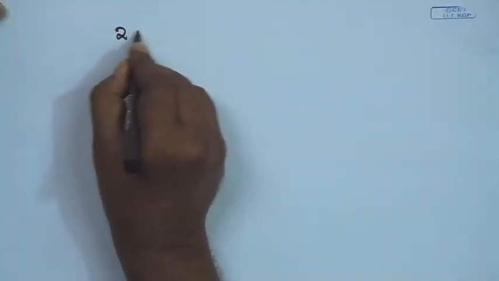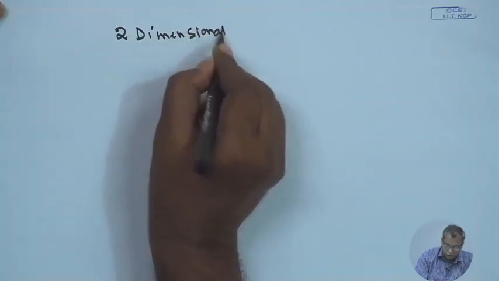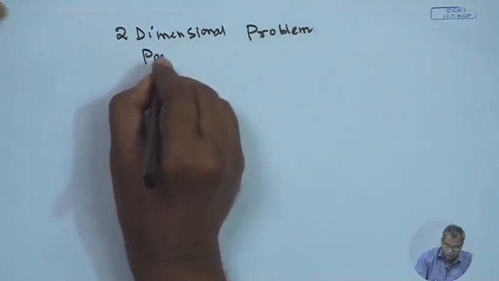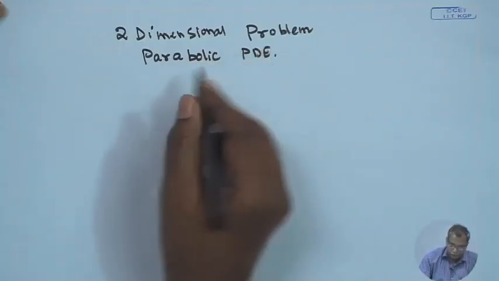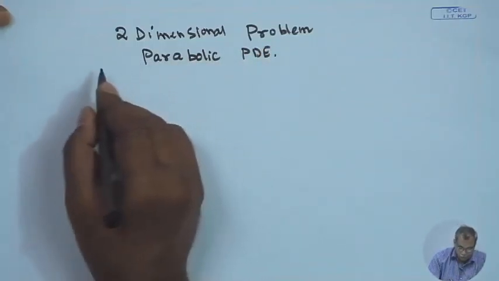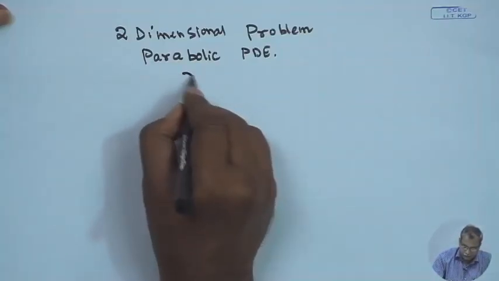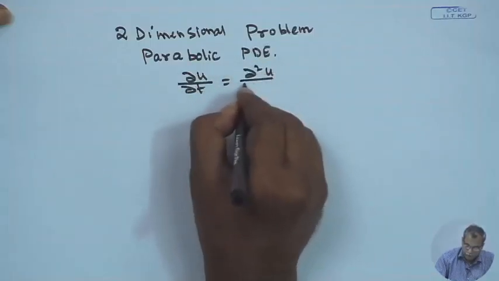The first problem that we will be talking about is a parabolic partial differential equation in 2 dimensions. So, we will be working with a 2-dimensional problem. We will be defining 3 problems: first kind, second kind, and third kind. That will depend entirely on the type of boundary condition we are dealing with.